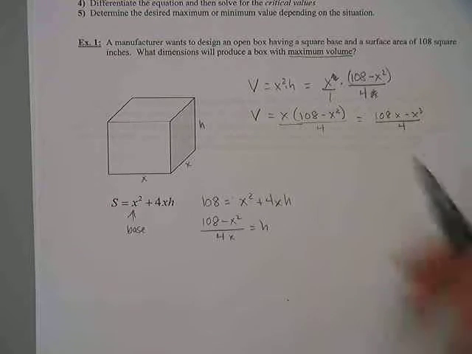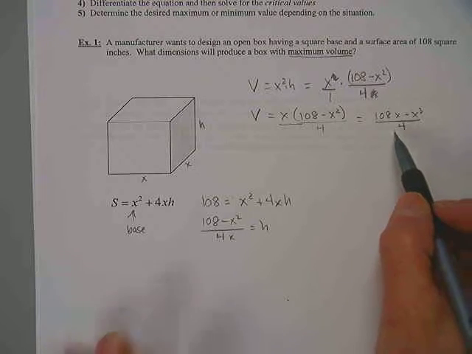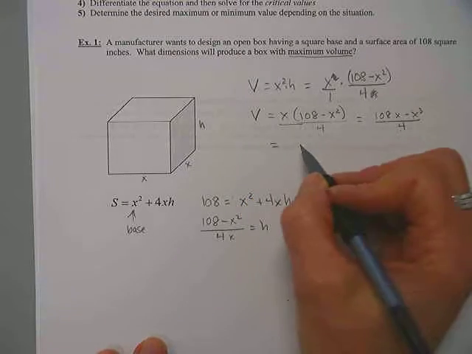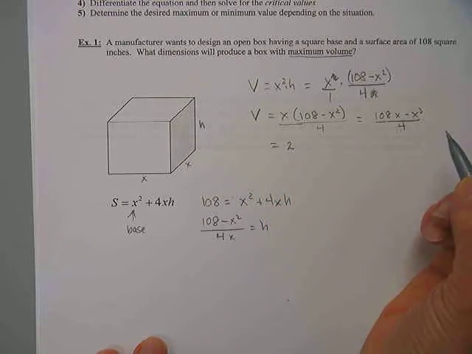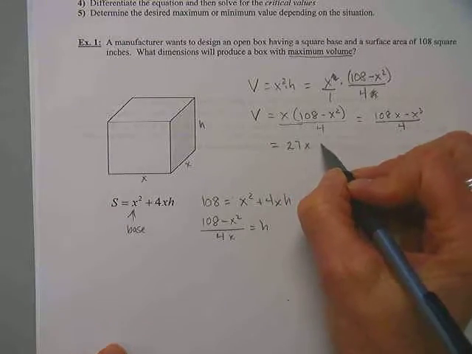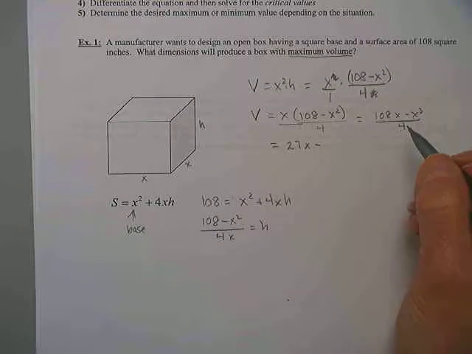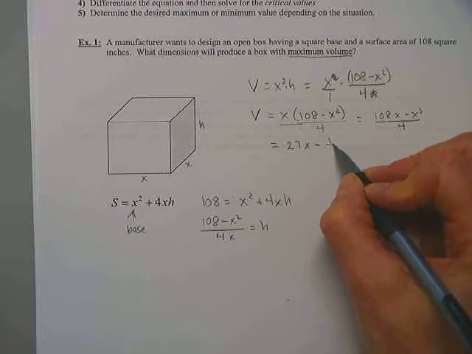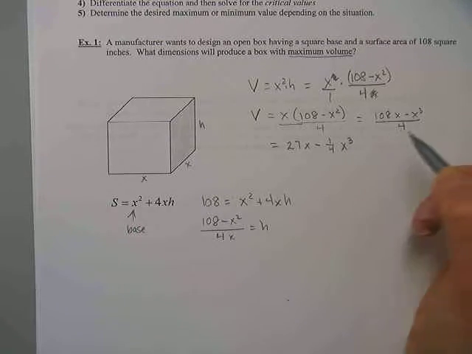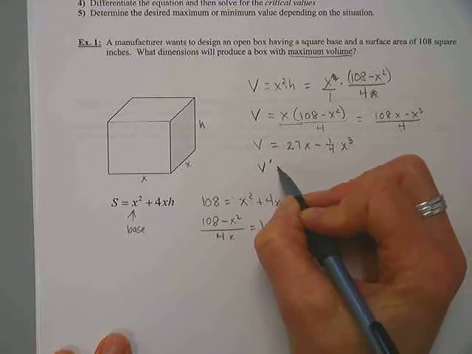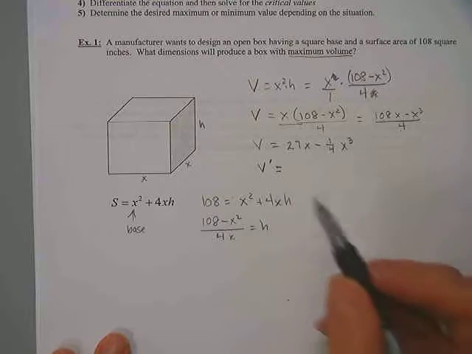Basically, after this is simplified, what do I need to do with my volume equation? I need to take its derivative. Do you want to divide each of these by 4? It's perfectly fine with me. Okay, what is 108 divided by 4? 27. Okay? So it's 27x minus, and now, this is something else I need you to be able to recognize. I am not going to write this as x cubed over 4. I'm going to write it as 1/4 x cubed. It will make it a lot easier to take the derivative.